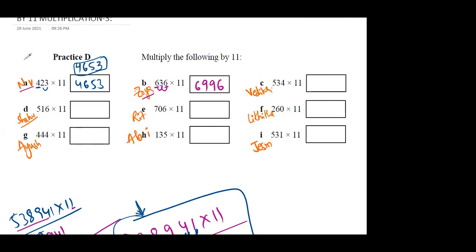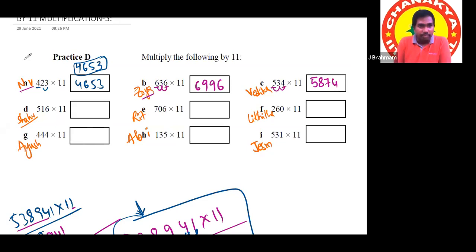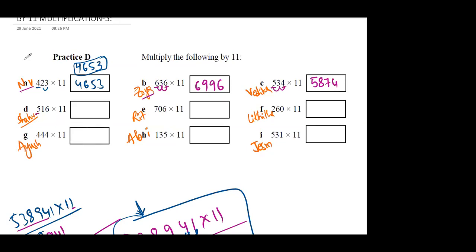Vedika. Yes, sir. Here the first digit is 5. We will write 5 as it is. And then 5 plus 3 is 8. And 3 plus 4 is 7. And again the last digit is 4 itself. Good. Shahu. Sir, 5 we will write as it is. 5 plus 1 is 6. 6 plus 1 is 7. And 6 as it is.